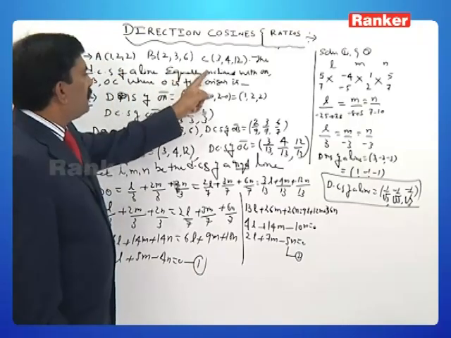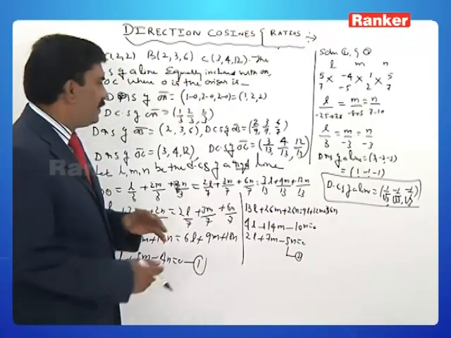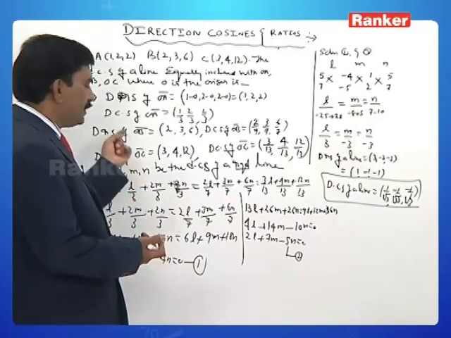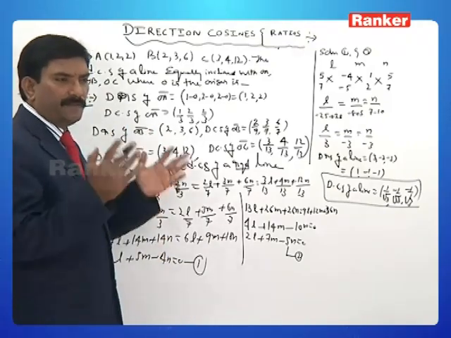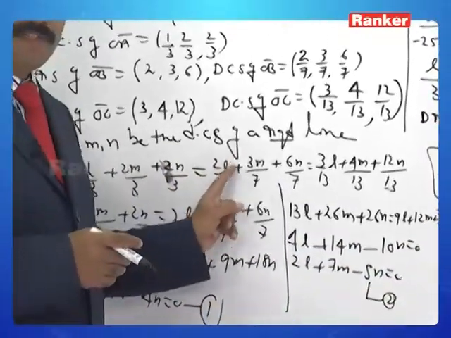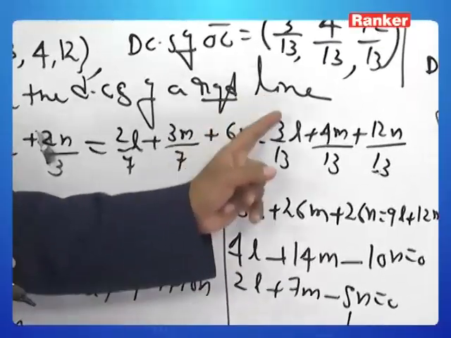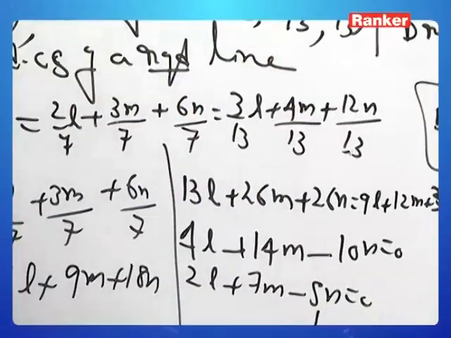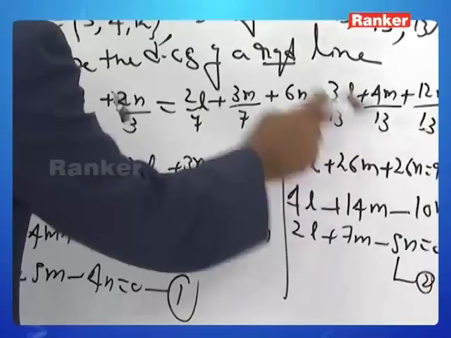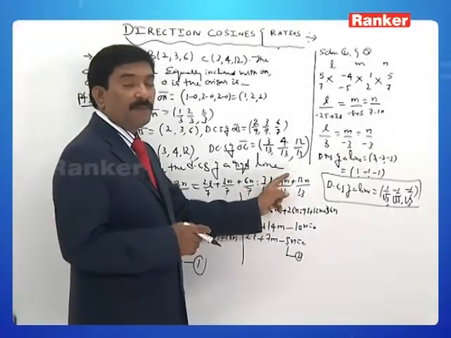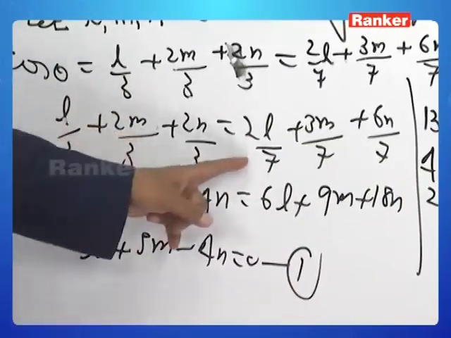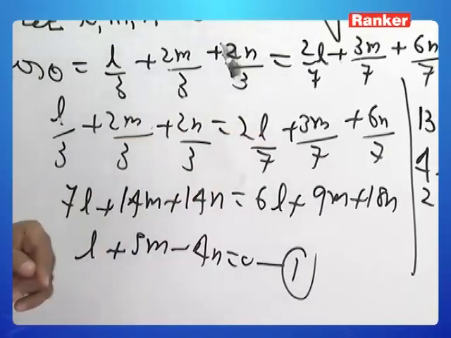Now once again you see A is given, B is given, C is given. Then DCs of a line which is equally inclined with OA, OB, OC, where O is the origin. Now I found out DRs of OA, DRs of OB, DRs of OC. Next DCs of OA, DCs of OB, DCs of OC. Now let L, M, N be the DCs of a required line. Since this line is equally inclined with these 3 lines, therefore cos theta is equal to L1L2 plus M1M2 plus N1N2, L2L3 plus M2M3 plus N2N3, next L3L1 plus M3M1 plus N3N1. Both are equal. Now this is equal to this. Now if you want, you can go for this is equal to this also. So it makes no difference.